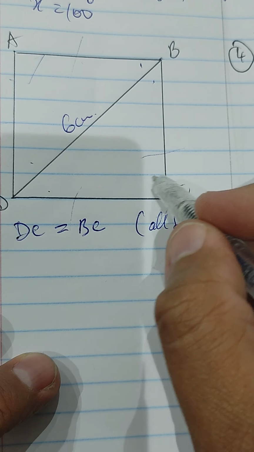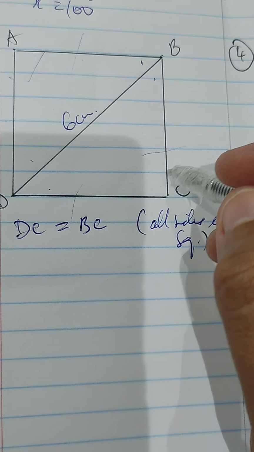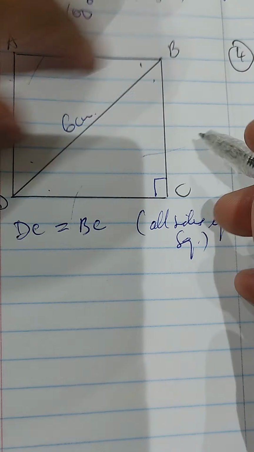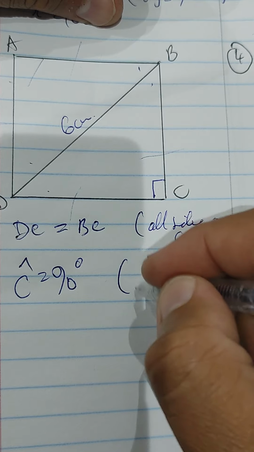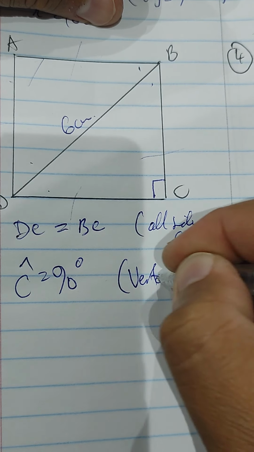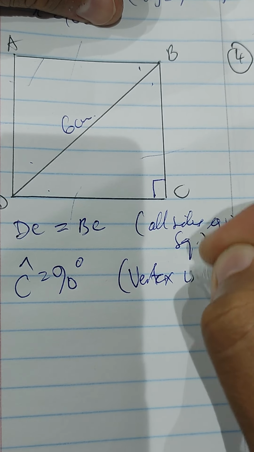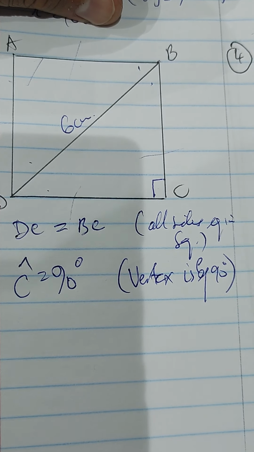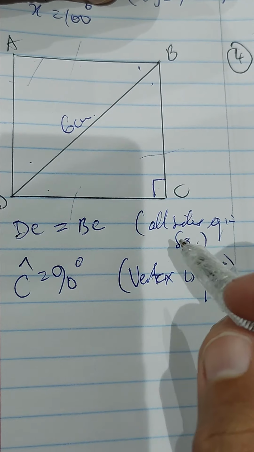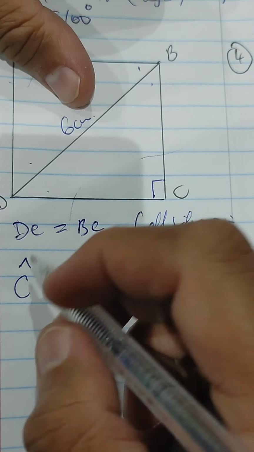So what I'm going to do is I need to apply Pythagoras. However, for Pythagoras, I need to know that there is 90 degrees. So angle C is equal to 90 degrees. Why? Vertex angles equal 90 degrees. Okay, these are the vertex angles. So now it's enough to apply Pythagoras.